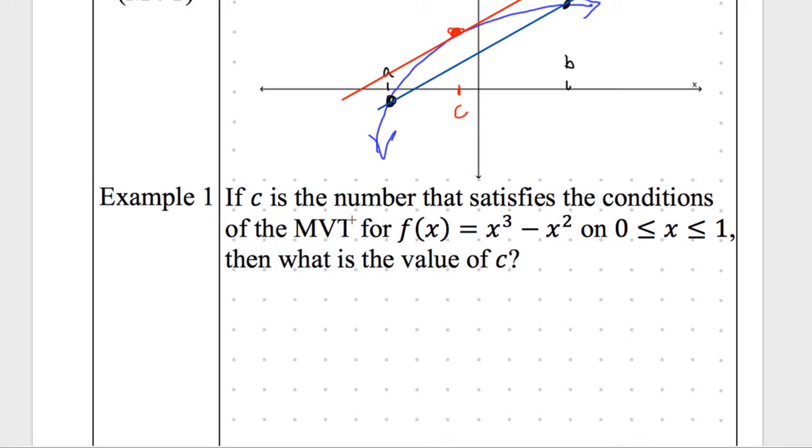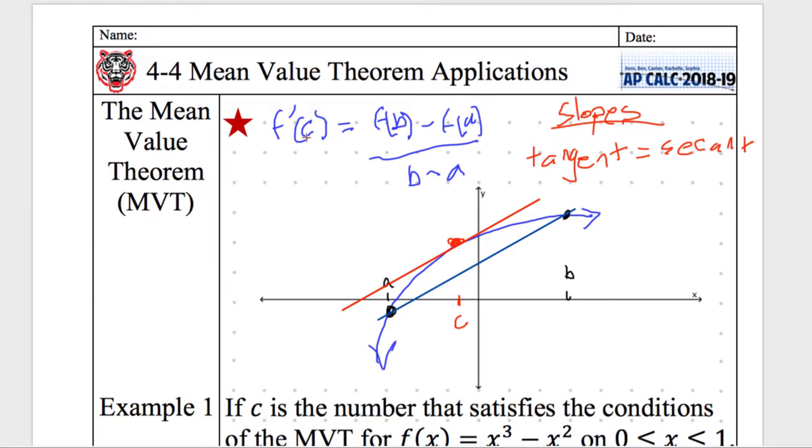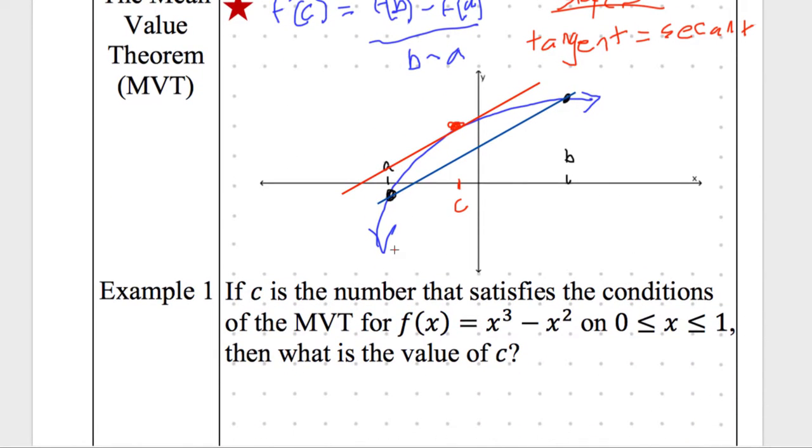So c is a number that satisfies the conditions of the mean value theorem. The mean value theorem is always defined with this c in there. It has to be c. And here's the function that's defined. We don't know exactly what that looks like, but we know it's defined on that interval. There's our a, there's our b. It tells us right there.